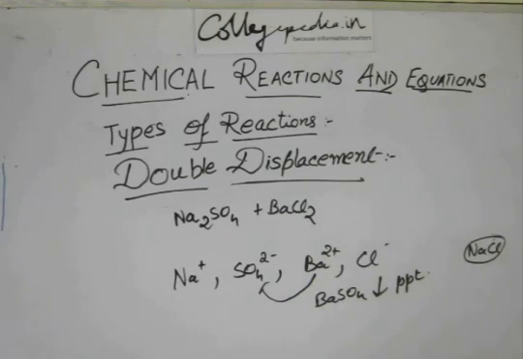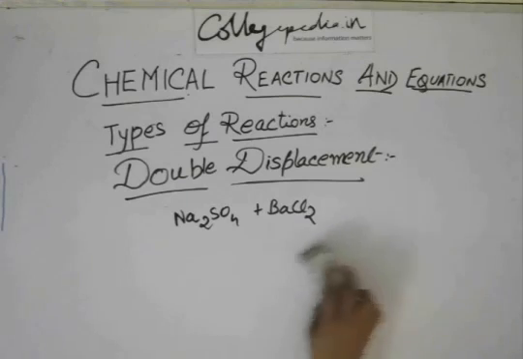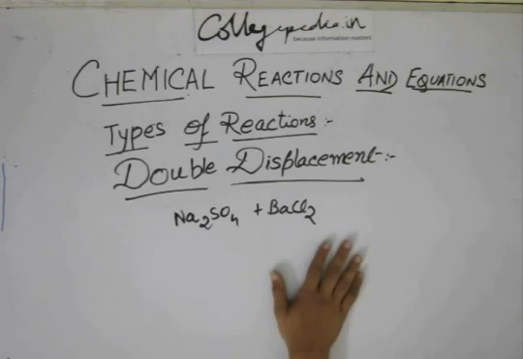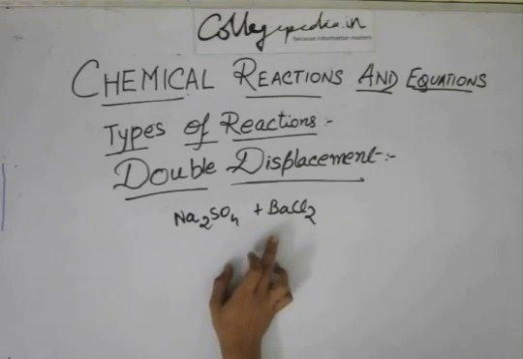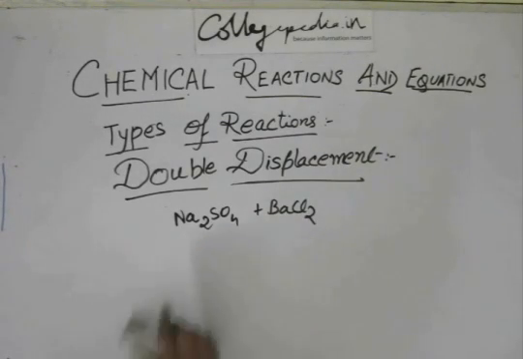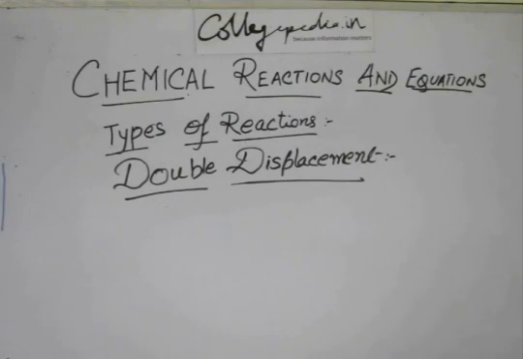So in double displacement reaction, it's just the exchange of the radical ion. This Na plus radical goes and combines with Cl minus radical, Ba2 plus radical goes and combines with SO4 2 minus. Ba2 plus ion goes and combines with SO4 2 minus ion. So that is the theory behind double displacement. They are just ionic combinations.